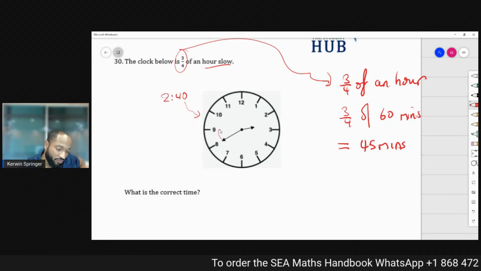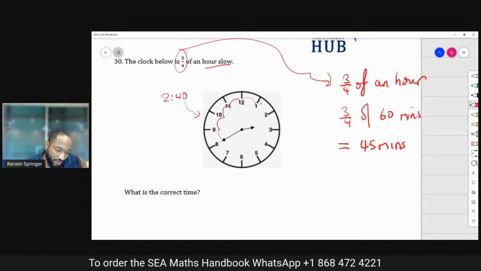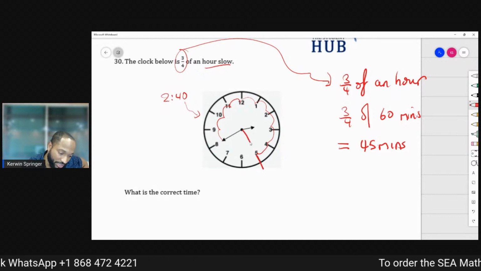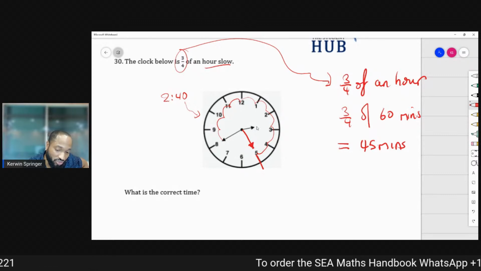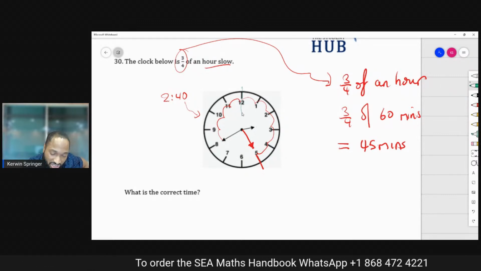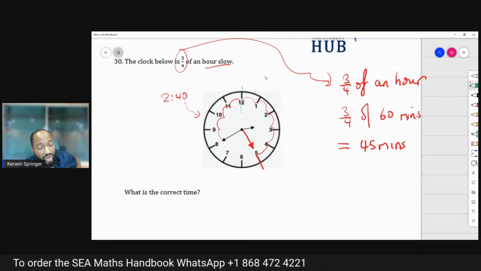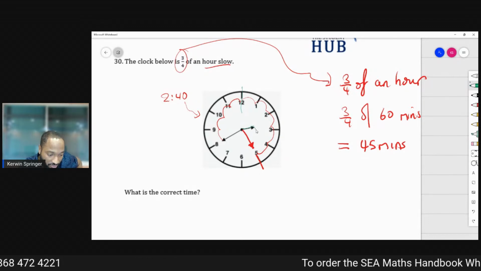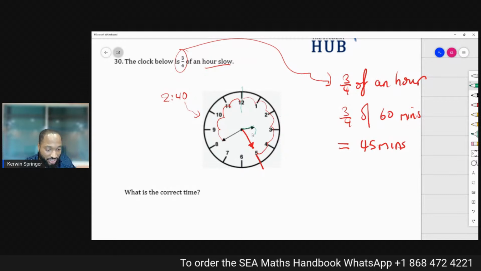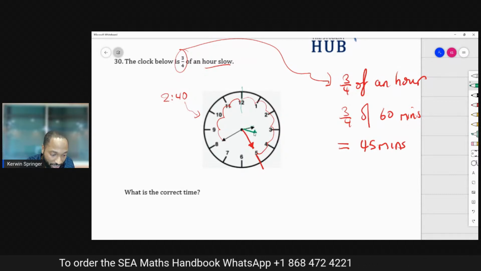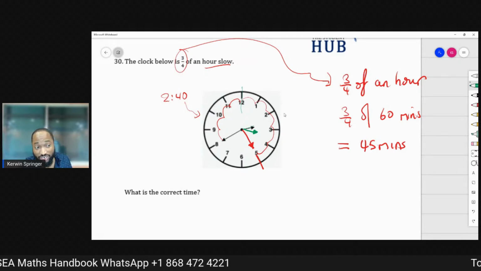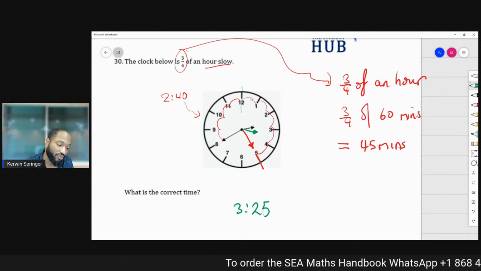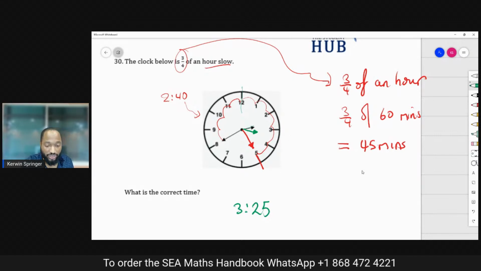So I'll go 5, 10, 15, 20, 25, 30, 35, 40, 45. The minute hand will end up here. But do you know something strange that happened while I was doing that? I crossed 12. Because I crossed 12, the hour hand would have moved, hit 3, and then moved past 3. So the correct time is 3:25, 25 minutes past 3.